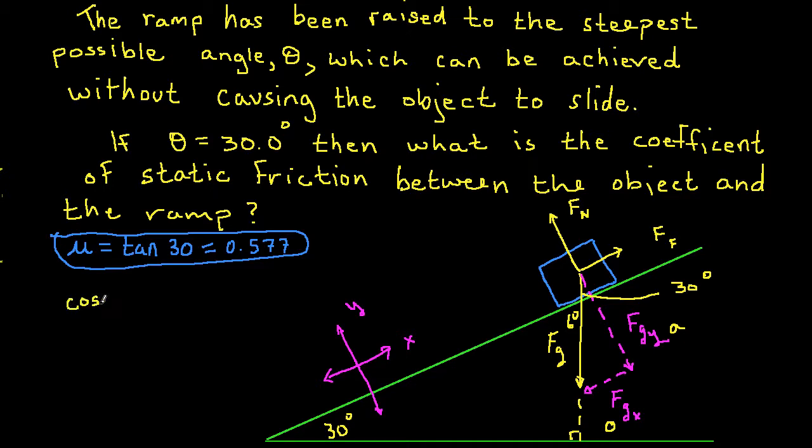So we can write that cos of 30 degrees is adjacent over hypotenuse. Okay, and the adjacent is Fgy over the hypotenuse, which is Fg. So rearranging this, we have that Fgy equals, we multiply both sides by Fg, we get Fg times cos 30.